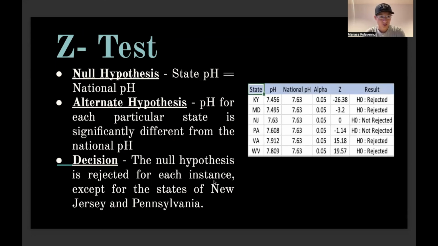The second test we did was a z-test for a null hypothesis that the mean pH value for each state equals the mean of the national pH value. Hence, the alternative hypothesis would be the mean pH value for each state does not equal the mean of the national pH value, with the alpha value being 0.05, and the test results for each state are displayed on the right. Based on the z-value for each state, we rejected the null hypothesis for almost every state except for New Jersey and Pennsylvania.